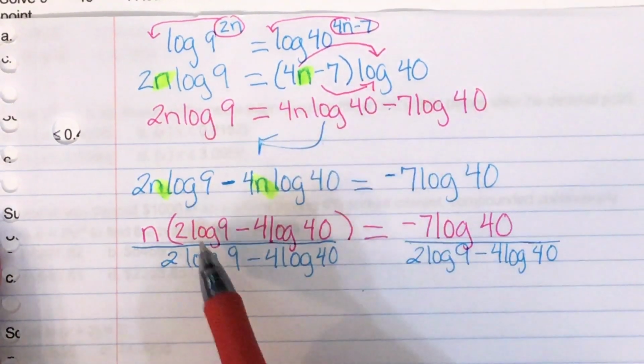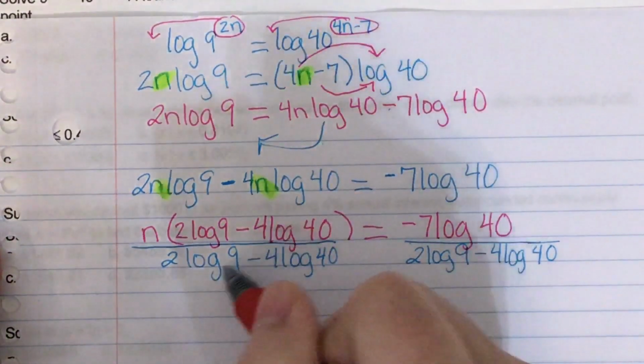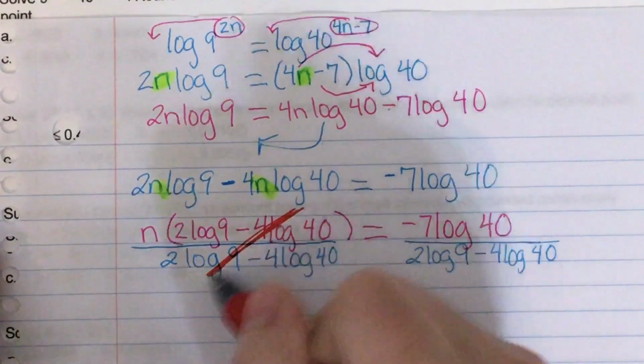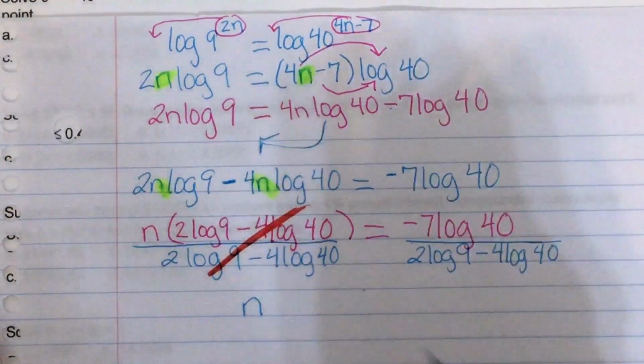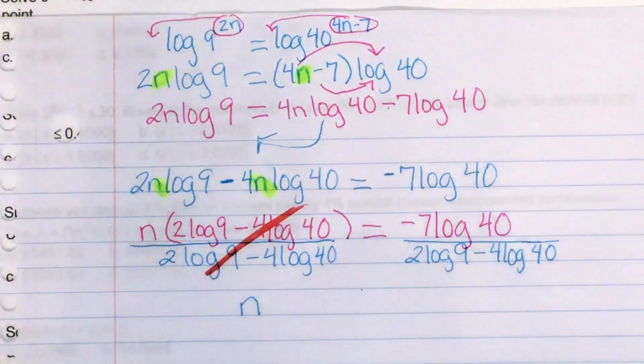So on the left side, anything divided by itself is 1. So those just cancel out. So all I'm left with is n. Yay, that's what I wanted. And then the right-hand side goes in the calculator.